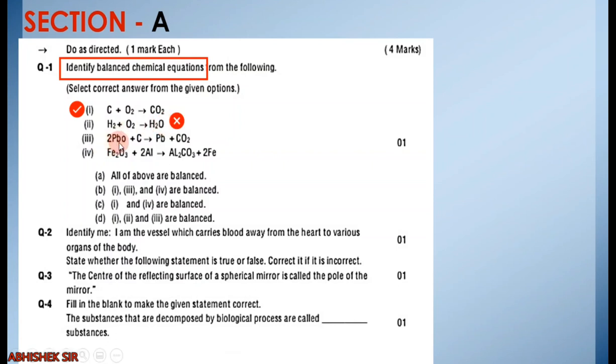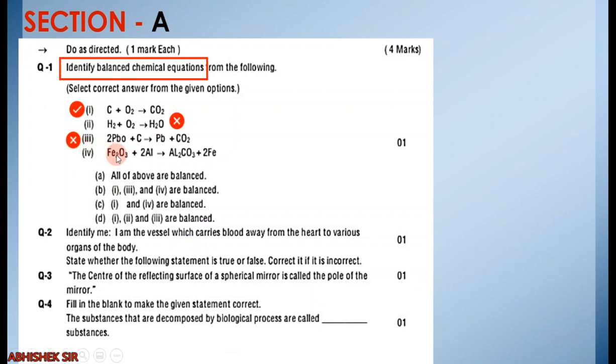Let us go for the third one, 2 PbO. So 2 Pb, that means lead. 2 Pb is there on the reactant side, but only one Pb, only one atom of Pb, lead, is there on the product side. So this is also not balanced. Moving on to the last one. This one is little bit of big one.